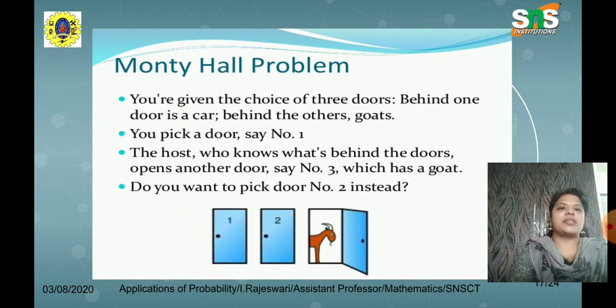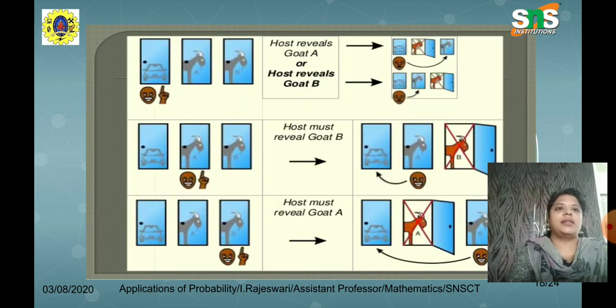Next one, we are going to discuss one important problem, the Monty Hall problem. You are given the choice of 3 doors. Behind one door is a car, behind the others, goats. You pick a door, say number 1. The host, who knows what is behind the doors, opens another door, say number 3, which has a goat. Do you want to pick door number 2 instead?